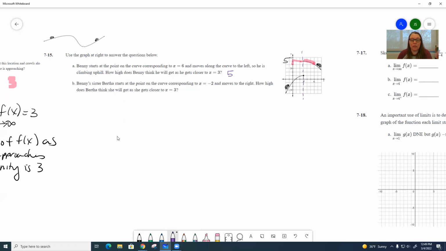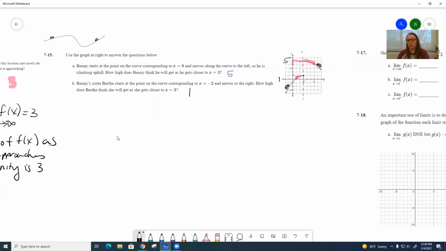Okay, the sister Bertha starts on a point at the curve corresponding to x equals negative 2, so like here, and moves to the right, moves this way. And we want to know how high does Bertha think she will get as x gets closer to 3. So x is getting closer to 3. These y values are going up, up, up, up, up, but they're kind of leveling off here at 1.